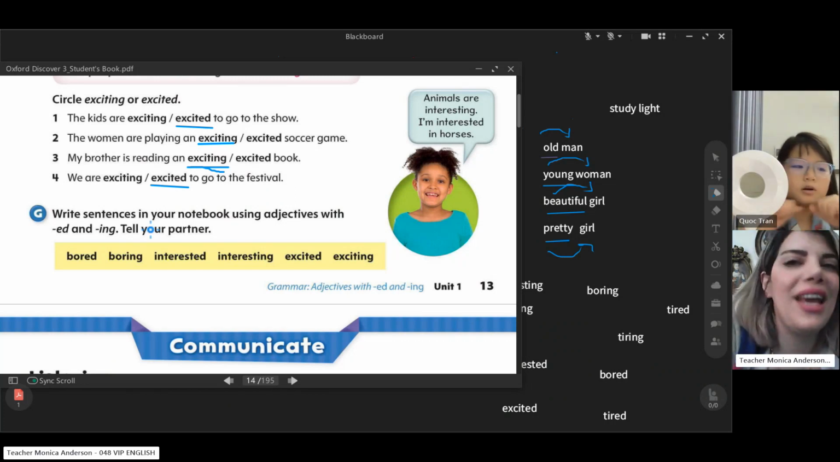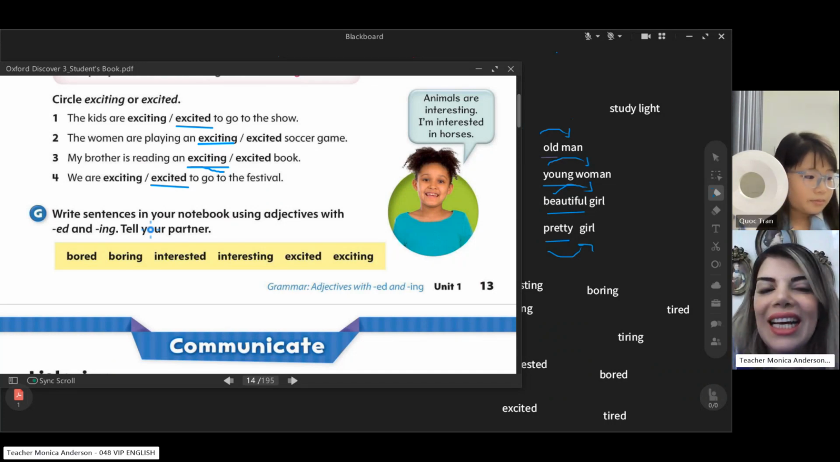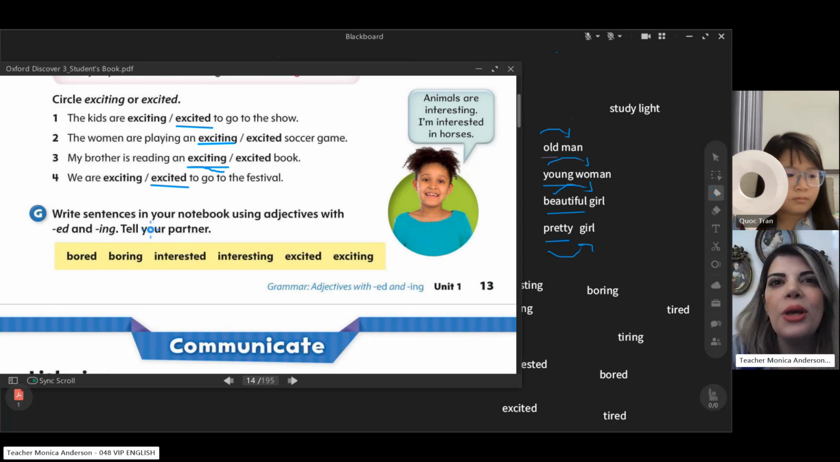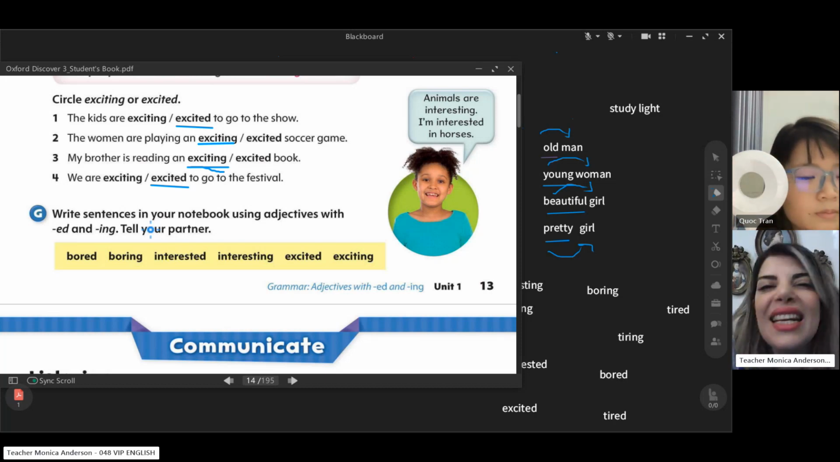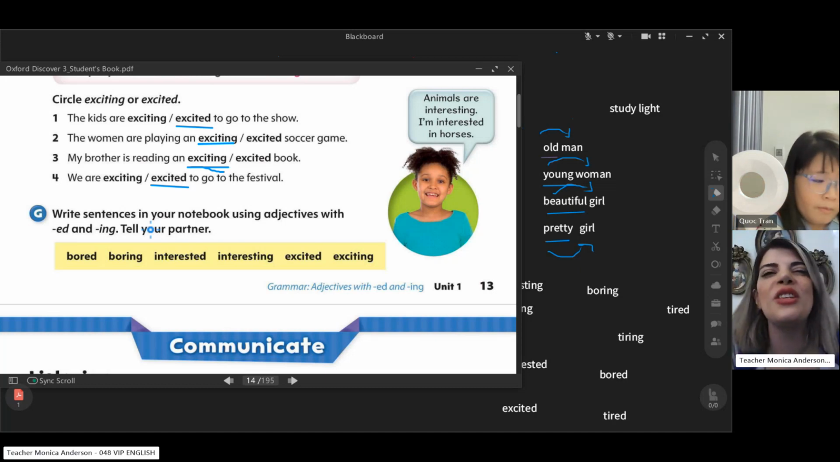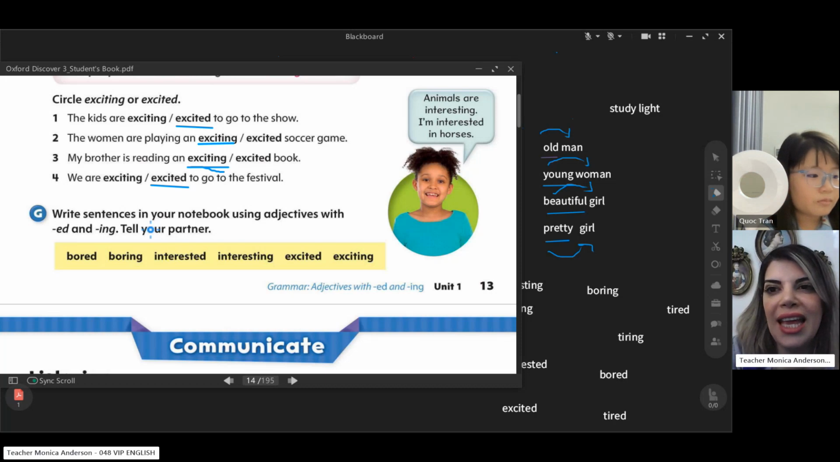Let me explain something. That is really important, okay? When we say my dog is boring, it means it makes me bored. It means your dog makes you bored. For example, your dog doesn't want to play and just sleeps and doesn't move. So this means boring, okay? When you say I'm bored, it means I'm bored because this movie is boring. It means, you know, I don't like it. It's really boring. It's not a good movie. So when you say your dog is boring, it means your dog is not a good dog.